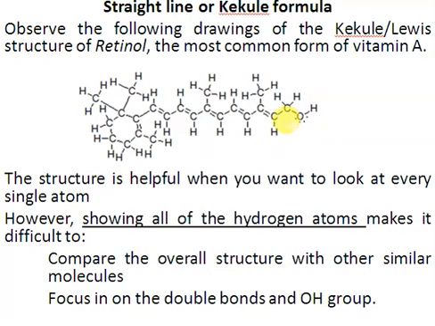The structure, although it gives you much more detail, becomes confusing at first sight, because it's very difficult to interpret. It shows a lot of hydrogen atoms, and it becomes very difficult to compare the overall structure of this molecule with a structure which is similar to it. That will become very difficult, to compare the two structures. Also, from the first sight, it is very difficult to focus on the double bonds here. The double bonds are very much eclipsed.